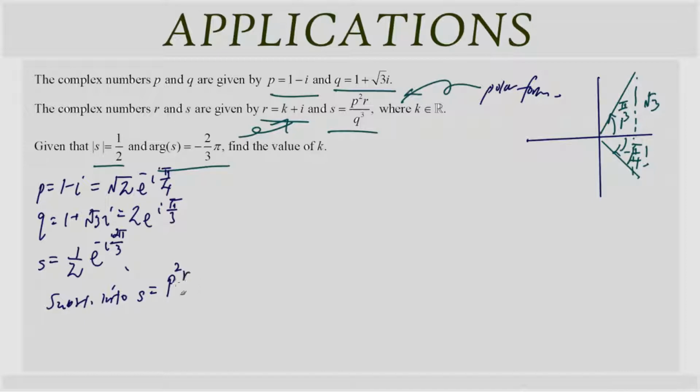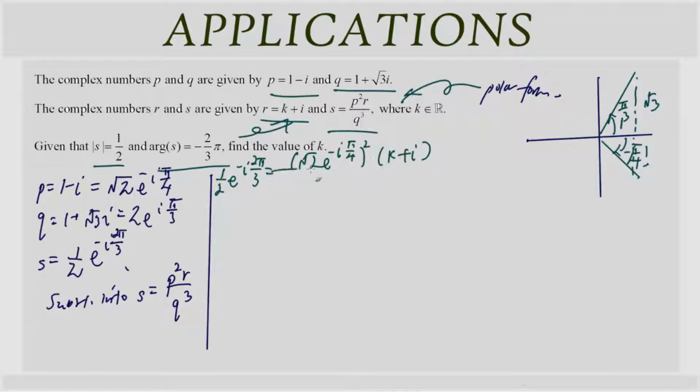Now all we need to do is substitute into the main equation, which is S equal to P squared R over Q to the power of 3. So let's slowly substitute without making any careless mistakes. P squared is root 2 e^(-i pi/4) squared. R is equal to K plus i, over Q to the power of 3. Now Q is this thing to the power of 3. So we have half e^(-i 2pi/3) is equal to 2e^(-i pi/2) over 8e^(i pi) times K plus i.